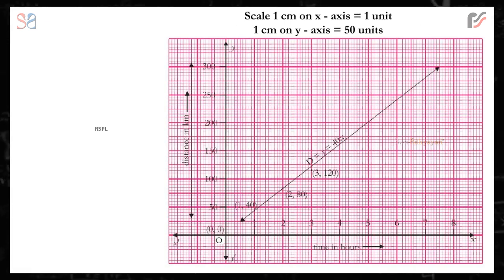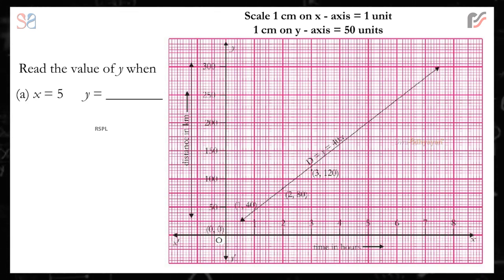Scale: 1 centimeter on the x-axis is equal to 1 unit. 1 centimeter on the y-axis is equal to 50 units. Read the value of y when x is equal to 5, y is equal to dash, and when x is equal to 6, y is equal to dash.